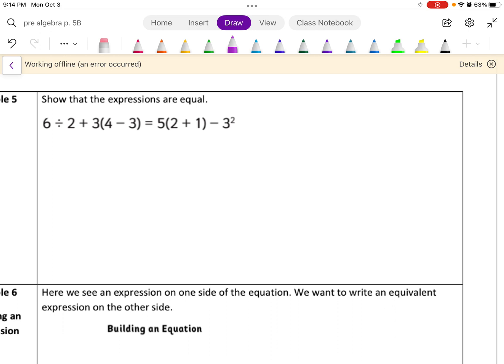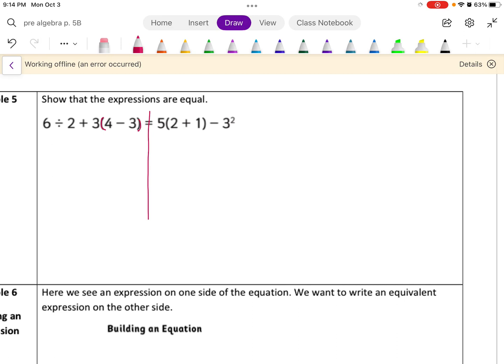Let's do a couple more examples. That same idea. We're just trying to show that something is equal, that it's balanced. So again, I'm going to draw my line. I'm going to start with my left. 6 divided by 2 plus 3 times the quantity of 4 minus 3.